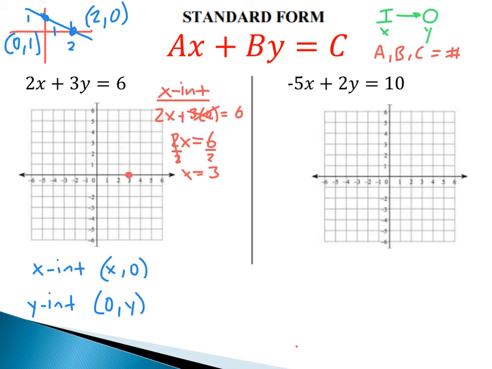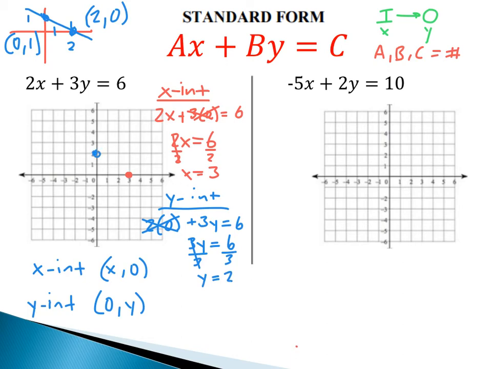So what I did is I just plugged in 0 for y. What do you think I'm going to do if I want to find my y-intercept? Well, I'm not going to plug in 0 for y, I'm going to plug in 0 for x. So I'm going to say 2 times 0 plus 3y, and I'm going to keep y in the equation, equals 6. The 2 times 0 cancels out because that's equal to 0. What I'm left with is 3y = 6. Divide by 3 on both sides, and I get y = 2. So this tells me my y-intercept is at 2.